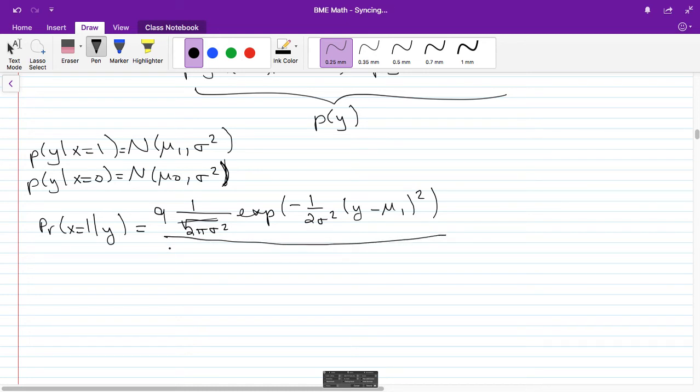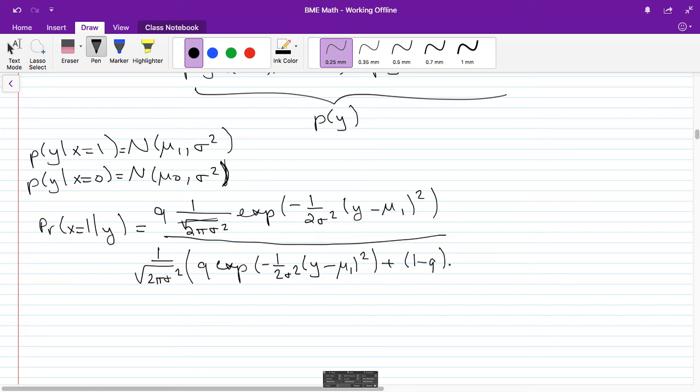divided by the marginal, which is going to have 1 over square root of 2 pi sigma squared on the outside. Then I'm going to have a q times the exponential of minus 1 over 2 sigma squared, y minus mu1 squared, plus the prior times the probability of it being x is equal to 0, which is an exponential of minus 1 over 2 sigma squared, y minus mu0 squared.